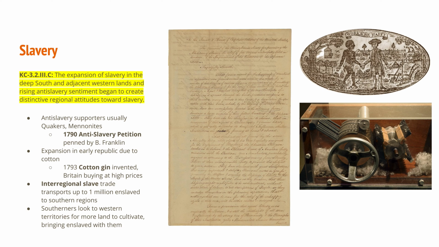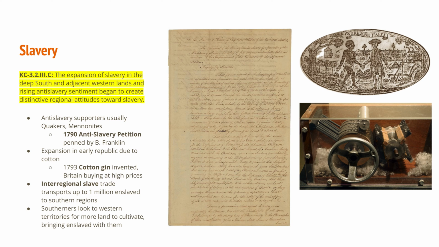The interregional slave trade grows during this time period because as enslavers in the South are looking for more enslaved labor, they look to their neighbors up north who are not using enslaved labor as often anymore. And so it transports between 500,000 to 1 million enslaved people from the northern and middle states down to the southern states.